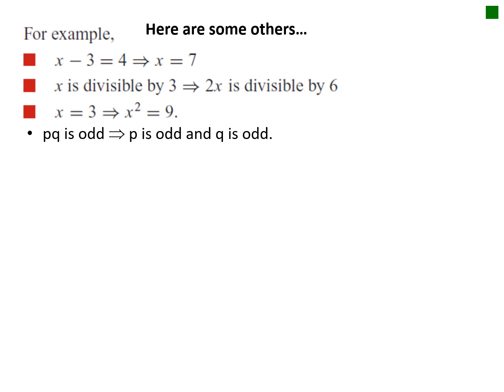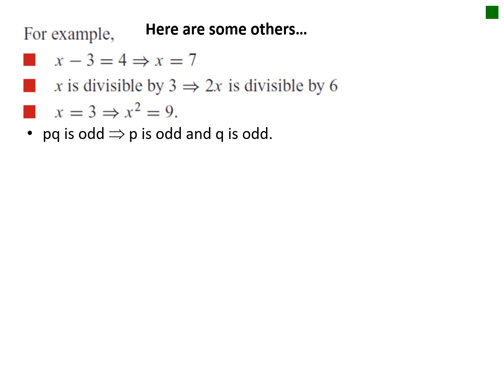Okay, here are some other statements of implication. X minus 3 is 4 implies x is equal to 7. X is divisible by 3 implies double that, 2x, is divisible by 6. If x is equal to 3, then x squared must be equal to 9. And this is something we'll actually formally prove later. If P times Q, the product of P and Q, is odd, then P is odd and Q is odd.